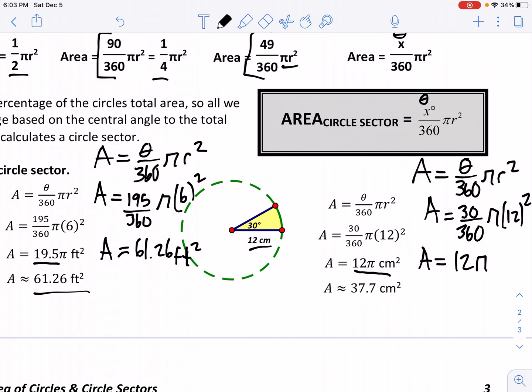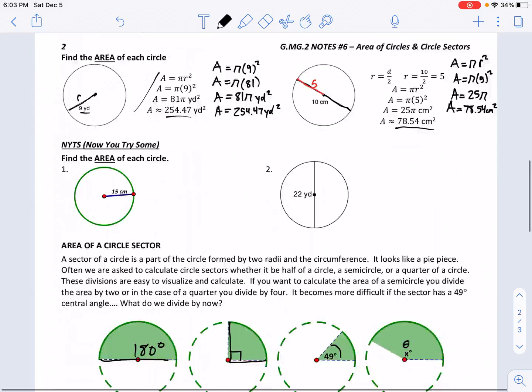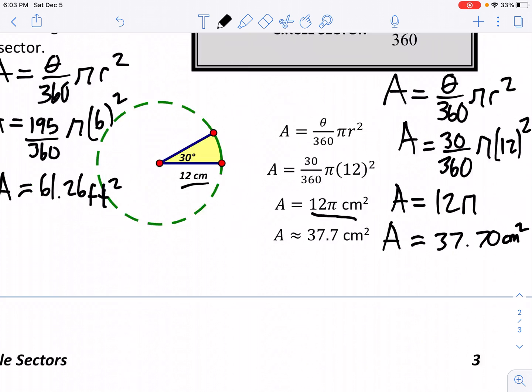So again, that's the exact answer, and then we actually multiply that by pi. If we take 12 times pi, then we get about 37.70 centimeters squared, okay? So that would be our answer there.